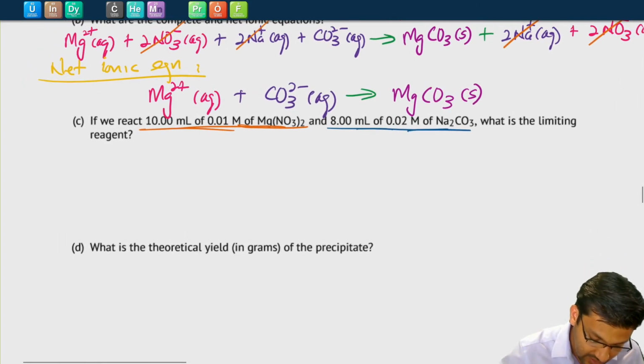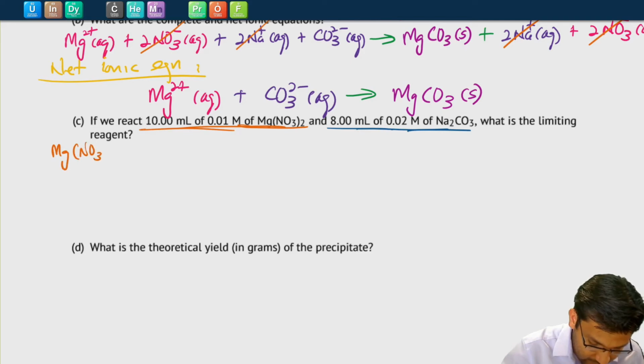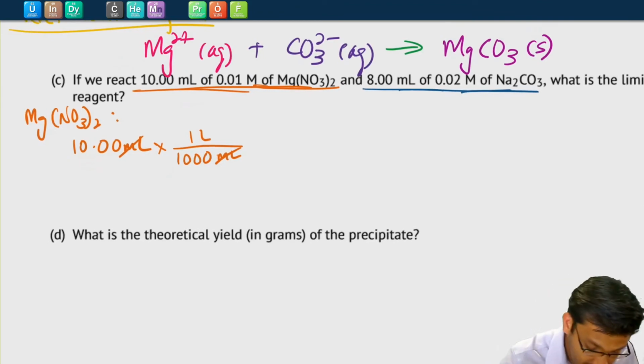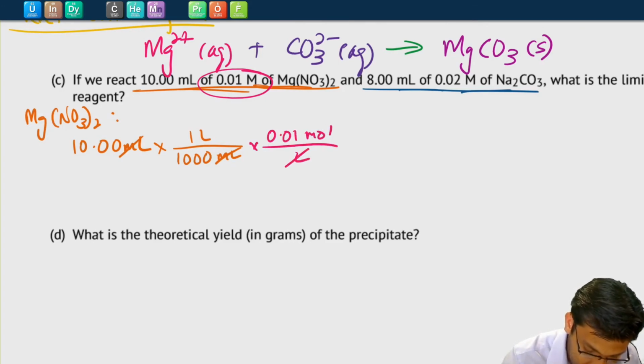So let's do that. Let's start with our magnesium nitrate. That's a good place to start. We start with 10.00 mL. We know that we can convert to number of moles using our molarity, which is moles over liter. So we need to first convert our volume to liters. So that'll be 1,000 milliliters, 1 liter. Okay. Now we can convert to number of moles using the molarity, which is 0.01 moles over liter. So liters cancel out.